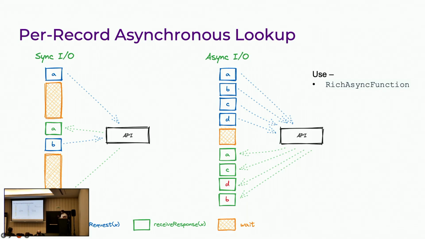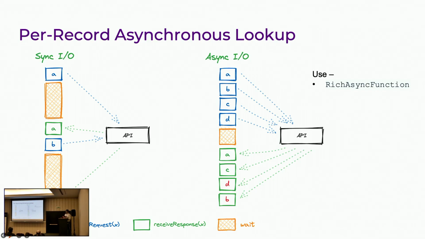Flink also supports the async IO function that allows you to asynchronously make requests to your external component. You can make a bunch of external requests without waiting for the response immediately. And after some time, you get a response back. You made a request with A, B, C, and D, and you got a response back from A, B, C, and D. Wait, we didn't get the response in the exact same order.